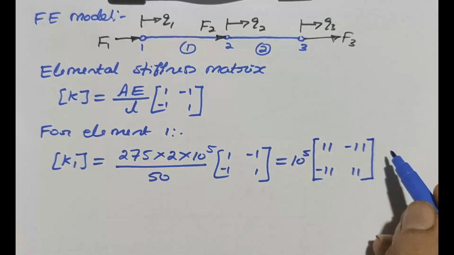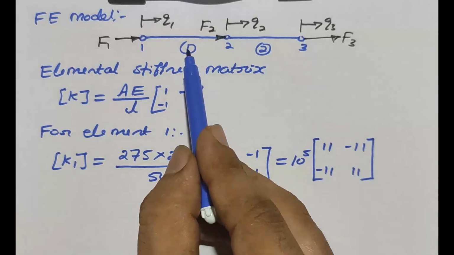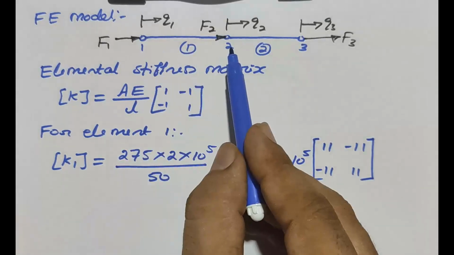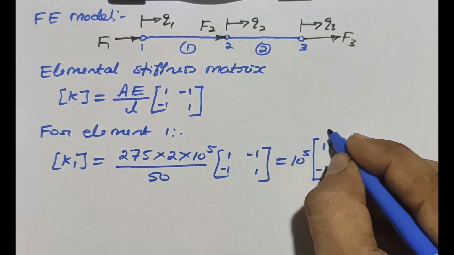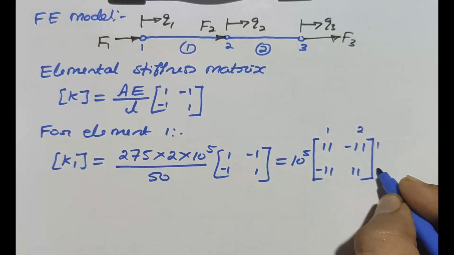Now here you have to give the node numbering. See element number 1, it connects node number 1 to 2. So here the numbering will be 1 2, 1 2.